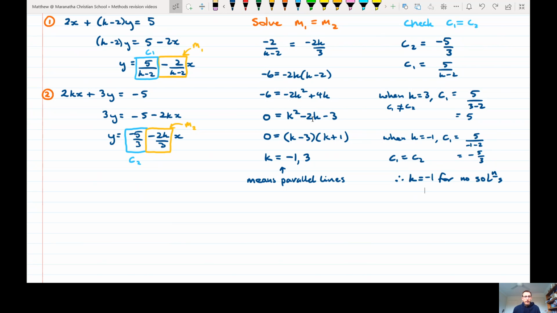Now this works even if you have a k. If you had a k in here, all you would do is substitute your k value into both C1 and C2, into both of these, and you would see if they're equal to each other. That's how we're going to deal with anything where you're asked for the number of solutions to simultaneous equations.